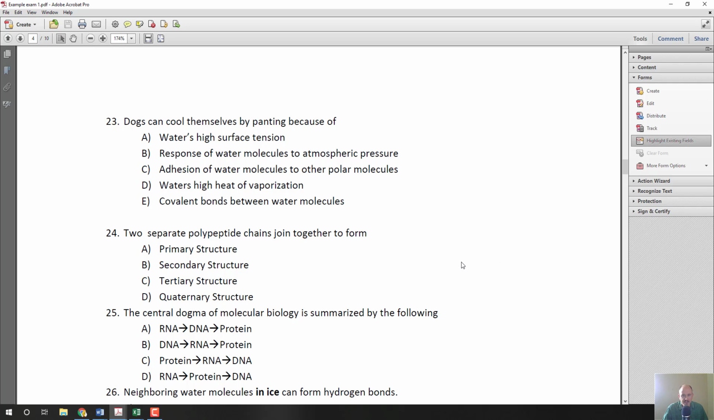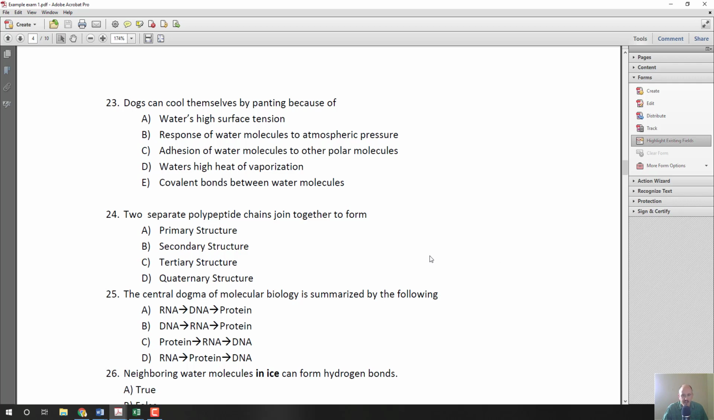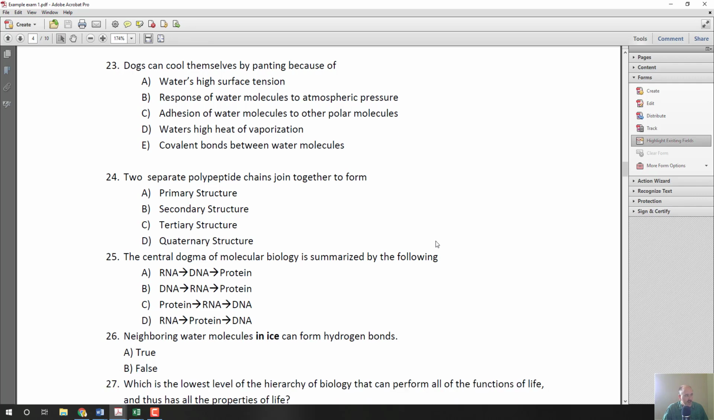23. Dogs can cool themselves by panting because of what? D. Water has a high heat of vaporization. When water absorbs a lot of heat, it finally vaporizes, carrying off that heat, thereby cooling the dog.